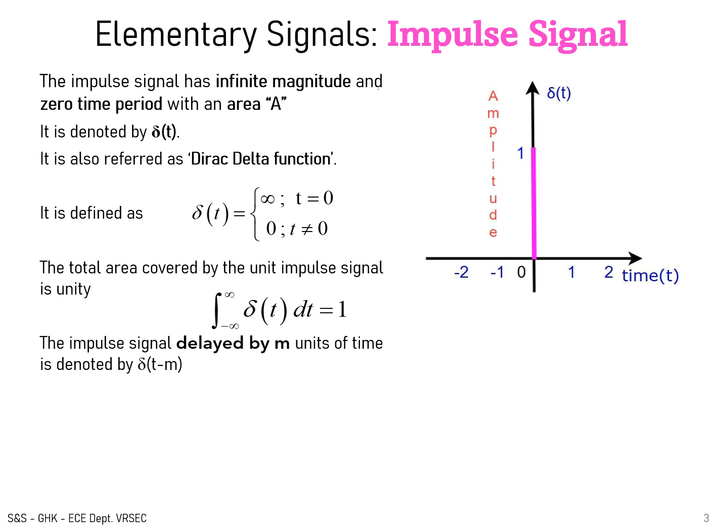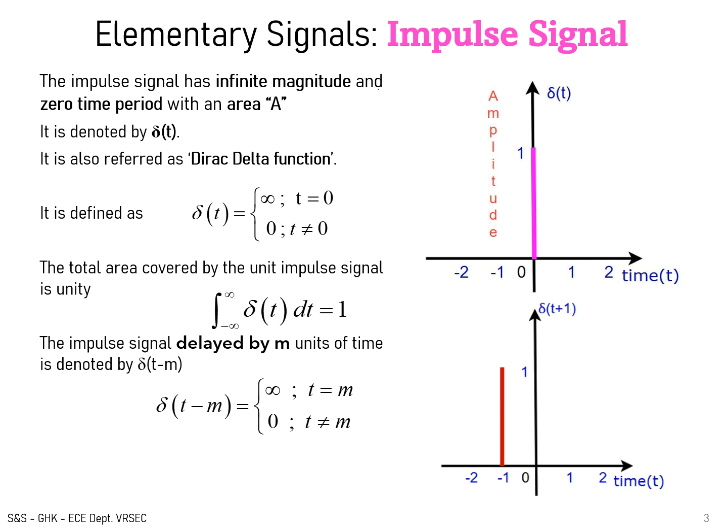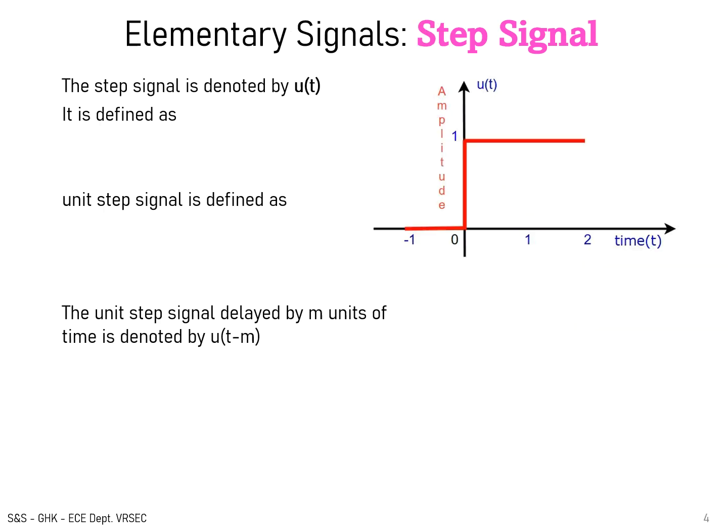Therefore, the integral from minus infinity to plus infinity of delta of t dt is equal to 1. Here, if this impulse signal is delayed by m units of time, the delayed unit impulse signal is expressed as delta of t minus m. Here, delta of t minus m is equal to infinity at t equal to m and 0 at t not equal to m. Here, this figure represents a 1 unit left shifted unit impulse signal, and this figure represents a 1 unit right shifted unit impulse signal.